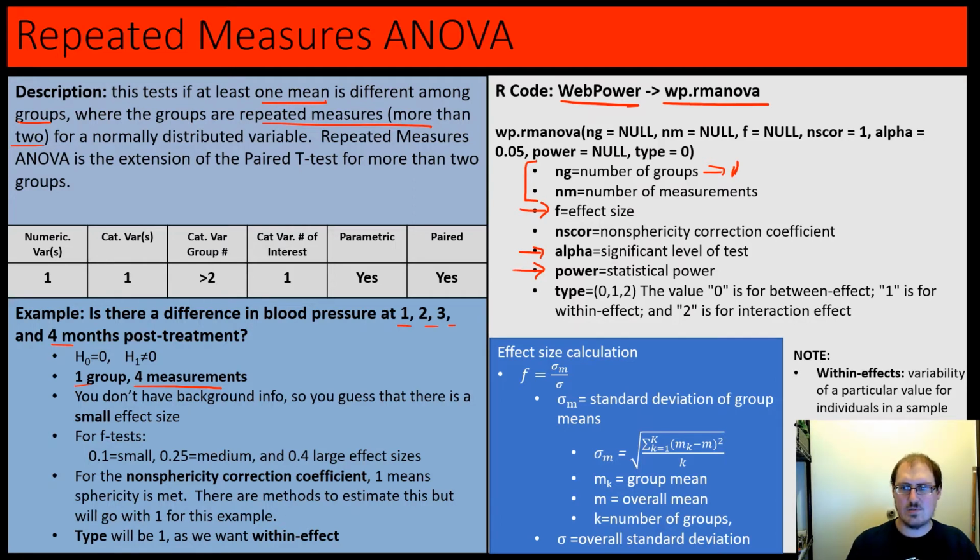Then we have this nscor. It's the non-sphericity correction coefficient. If we have background data, we can get that by actually running a test. Otherwise, we can just assume it to be 1. And then there's type, 0, 1, and 2. Value 0 is between effects, 1 is for within effects, and 2 is interaction effects. So for our examples here, we're only going to be working with what we call within effects.